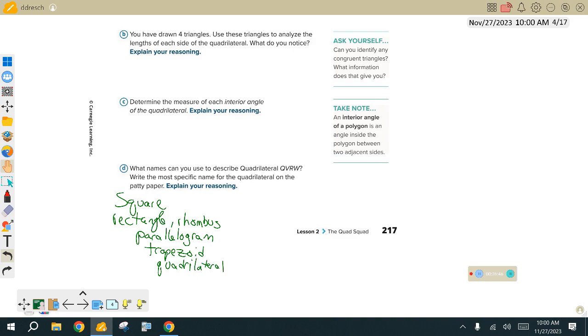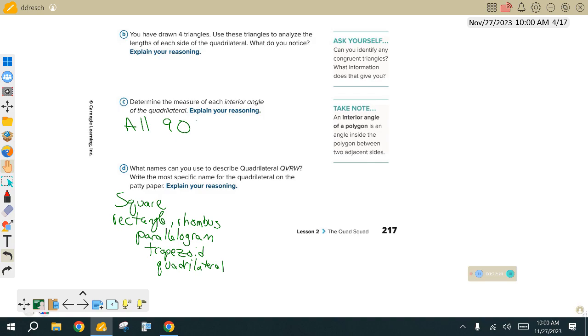Okay. Now, on that one, we're going to come back around real quick in just a second and talk a little bit about properties, the diagonals, and I'll wrap up today. But we just found the measure of the interior angles. Those four angles were all 90 degrees. We found it by using our inscribed angles, didn't we? And we just did this. You have drawn four triangles. Use these triangles to analyze the length of each side of the quadrilateral.